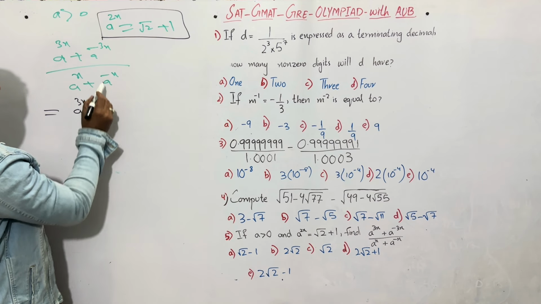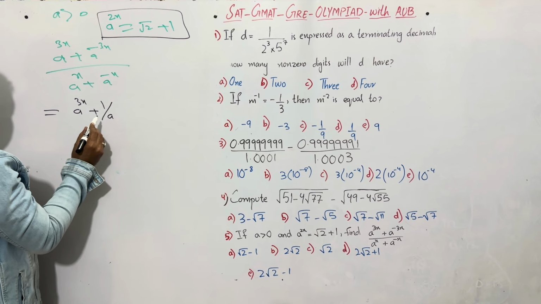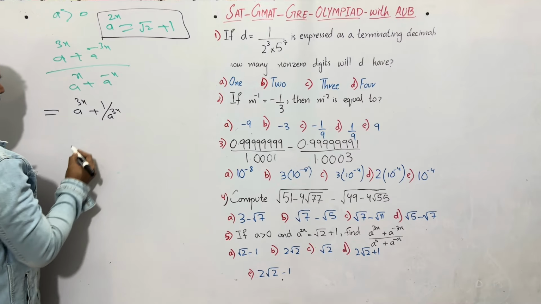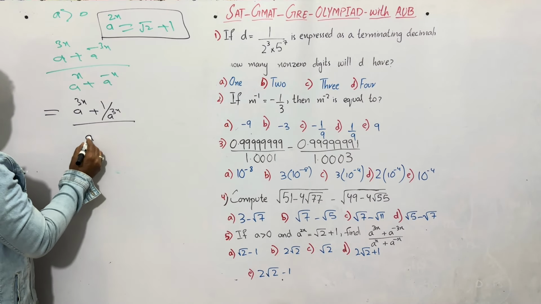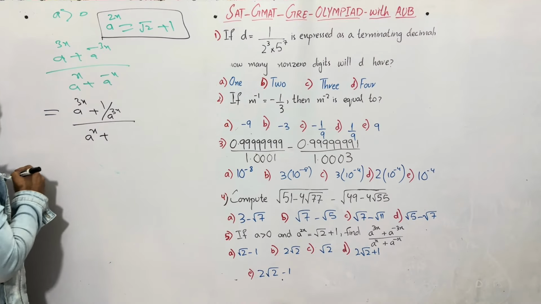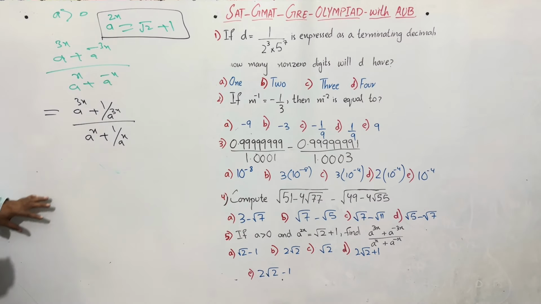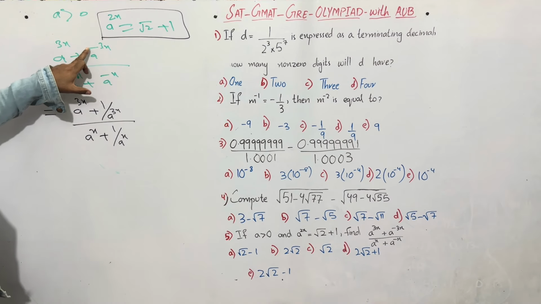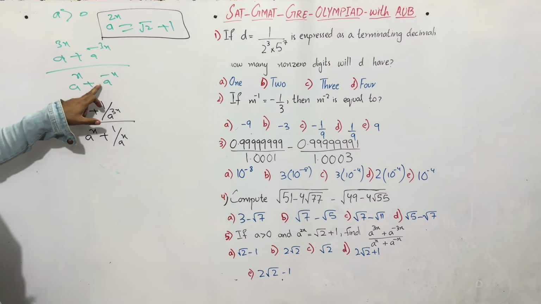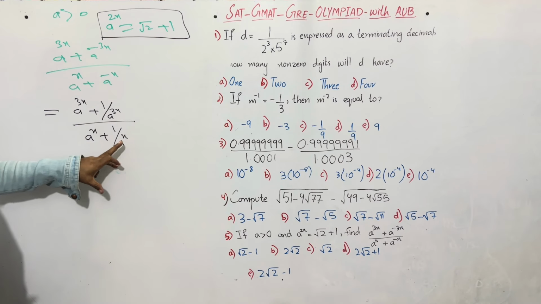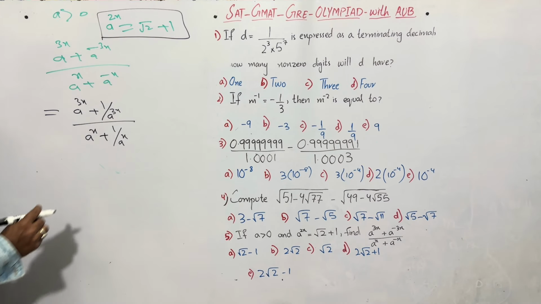A raised 3x plus a raised negative 3x can be written by turning the exponent positive: the a raised negative 3x in the denominator is written as 1 upon a raised positive 3x. Similarly, in the denominator a raised minus x, I have written 1 over a raised x. I have turned the negative exponent to positive mathematically. Taking LCM.